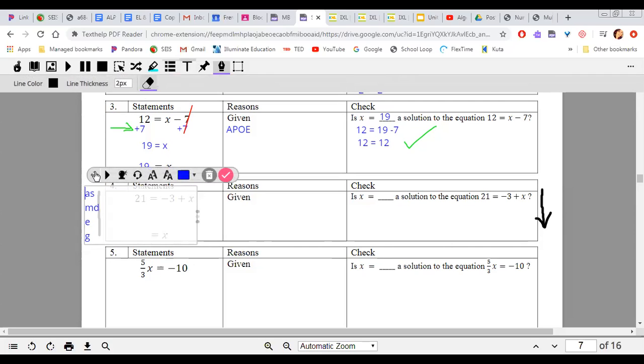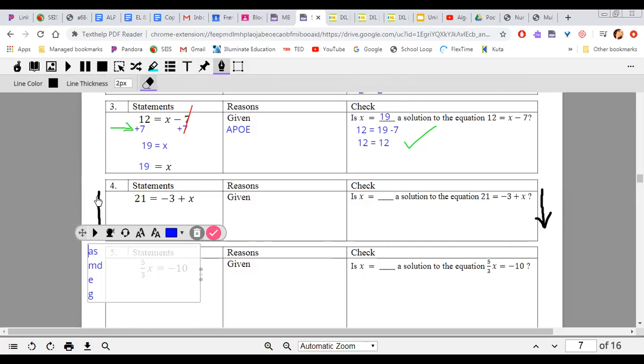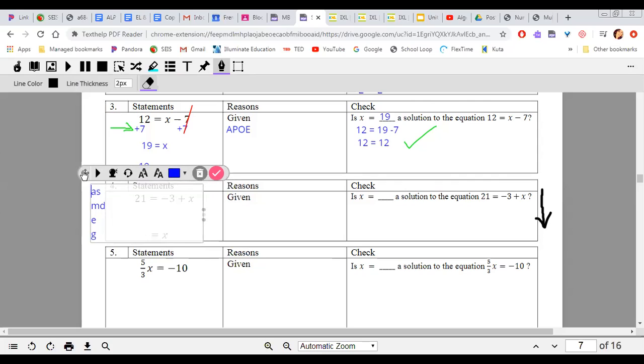Scoot this over a little bit. Oops, not that one. Okay. Move this back. Oops. Okay.